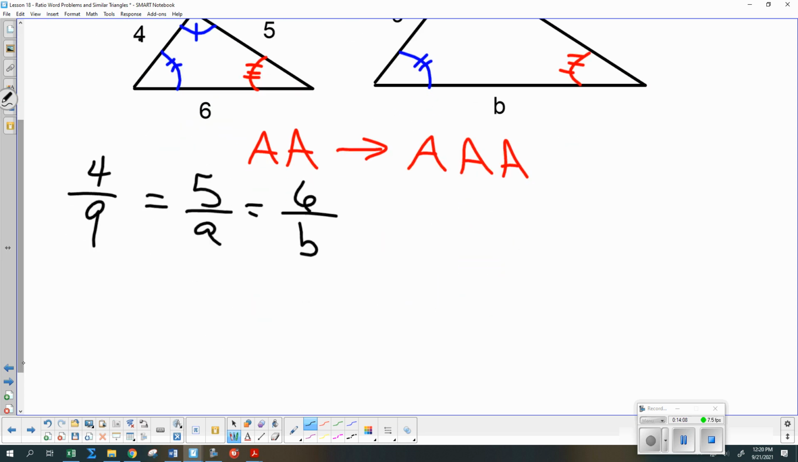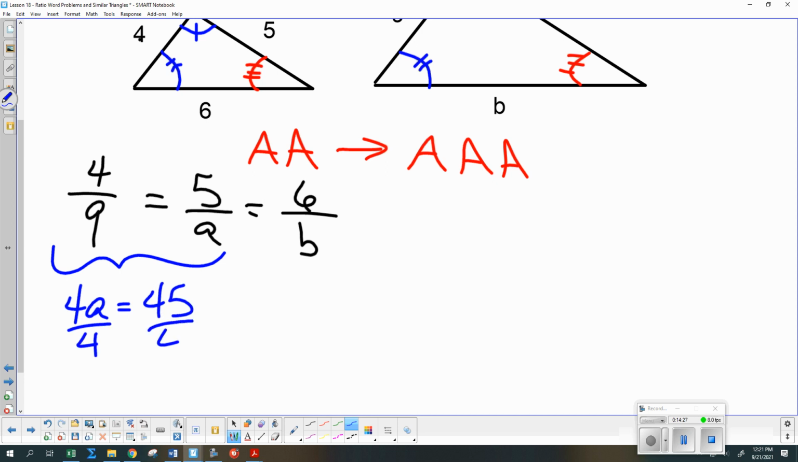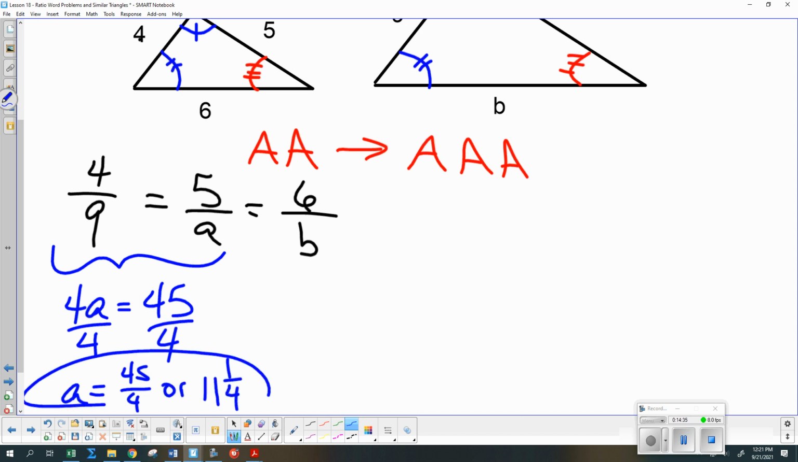If I start with the last 2 parts, 5 over a equals 6 over b, I've got 2 letters. That's not going to really help me get an answer. So first I'm going to take 4/9 equals 5 over a, and just do that cross product. 4a is 45. Divide both sides by 4. a is 45/4, or 11 1/4, whichever way I would rather think about that.